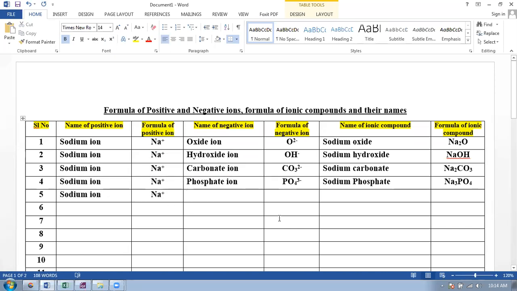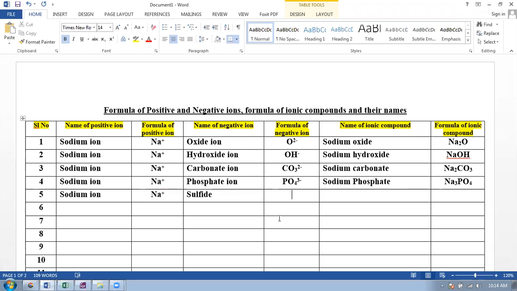Again, now sodium ion and sulfide ion. Now, I repeat, you have to memorize or remember the formula of ions. If you do not know the formula of ions, then you cannot write the ionic compounds' formula. It's very important to know the formula of ions.